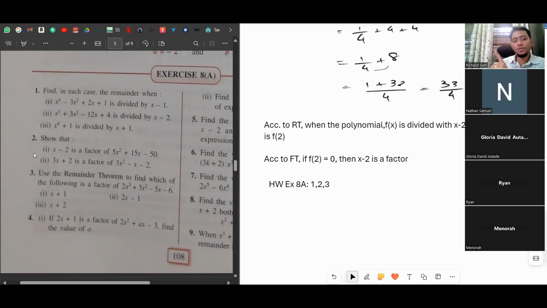Right now, you do one question before you go. Do this 2.2. Show that 3x plus 2 is a factor. Second only. First you don't have. First is easier. So do it anyway. How do you start off this question? 2.2?